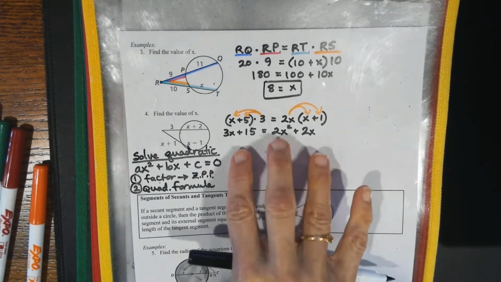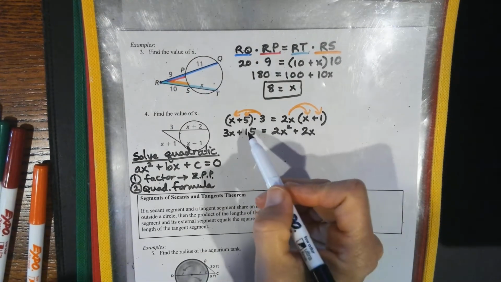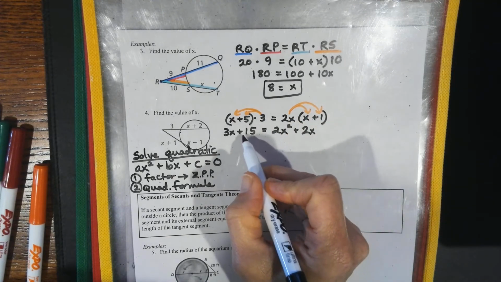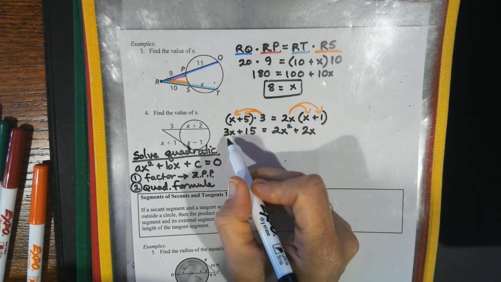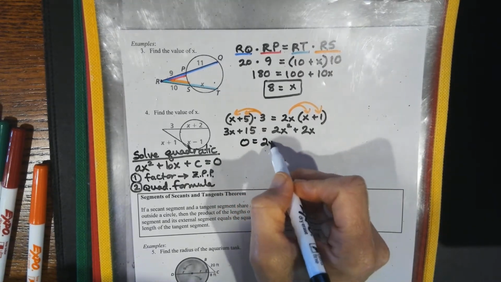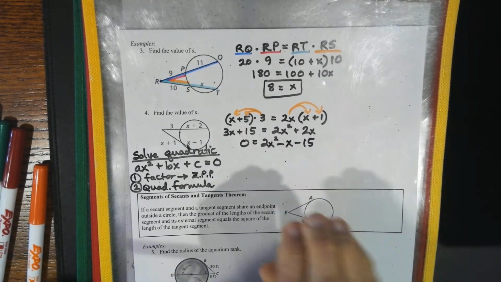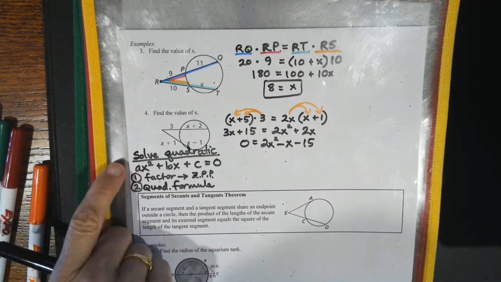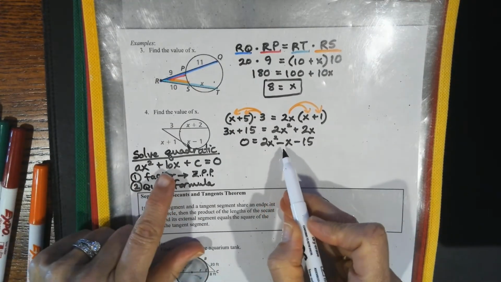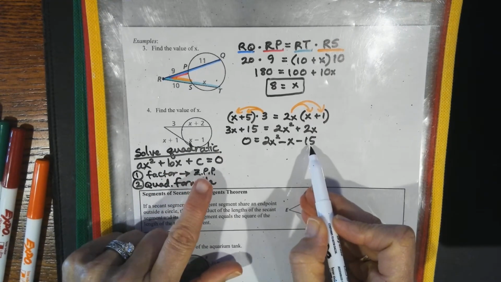So first, let's get everything on one side, which means I've got 2x squared. I always want this to be positive, so I'm going to move these over here. So if I take away 15, it'll be minus 15 over here. If I take away 3x, it'll be minus x. So it'll be 0 equals 2x squared minus x minus 15. And now this looks like this, where a is 2, b is negative 1, that's the coefficient in front of x, and c is negative 15.